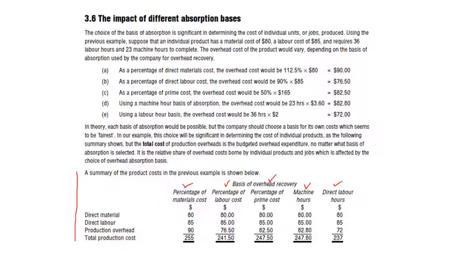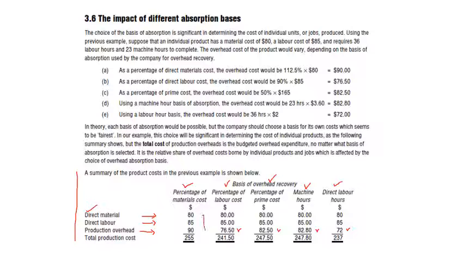So direct material cost is the same for all, direct labor is the same for all, but your production overheads are different when we choose different bases. So in percentage of material cost, we had 90 dollars of our FOH. When we choose direct labor cost, we get $76.5. When we take prime cost, we get $82.5. And if we take machine hours as a basis, we get $82.5. And finally, if we take labor hours, we get $72.